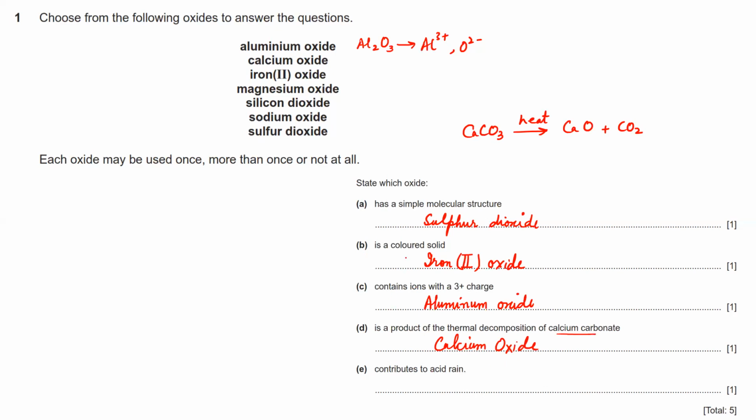Then part E, which oxide contributes to acid rain? Acid rain generally contains sulfuric acid. If you add sulfur dioxide to water, we'll get sulfuric acid. So sulfur dioxide, when it mixes with rain, which is water, will give us acid rain, or sulfuric acid as a part of it. So sulfur dioxide will be our answer.